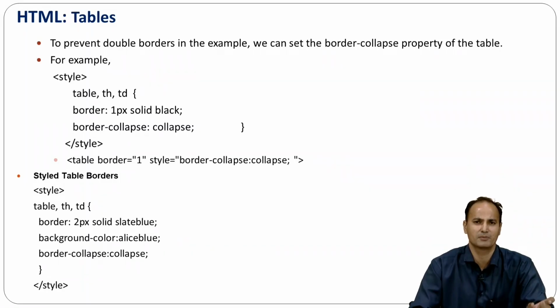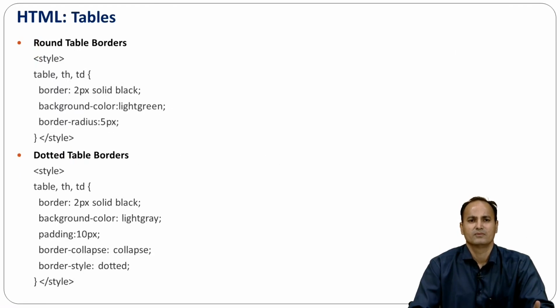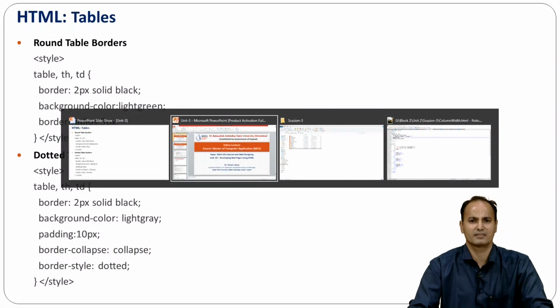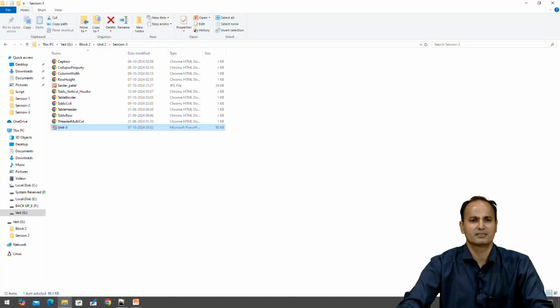Table border-collapse is equal to, or we can say, colon collapse. It will simply allow the table to be displayed with a single border instead of a double border. We can style the table borders using various colors, borders, and background colors as well. We can also create a round table border or a dotted table border. Before we proceed further with formatting table borders, let's have a look practically at how we create a bordered table and other table functionalities.